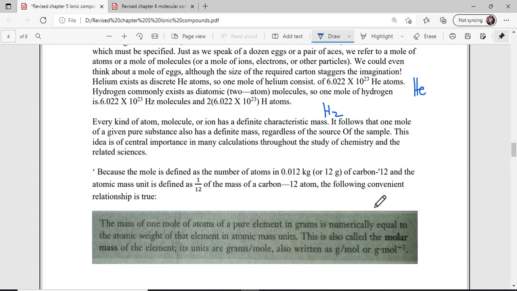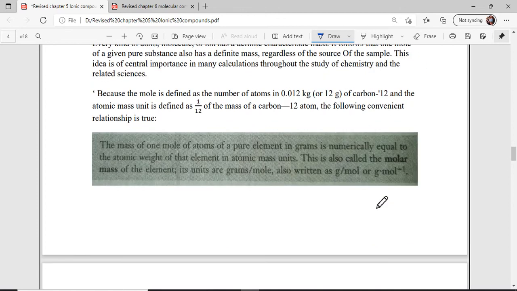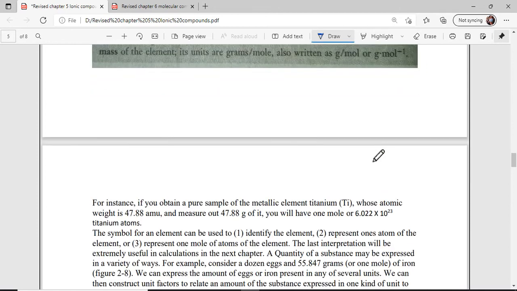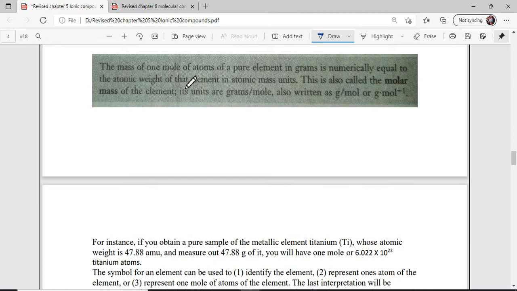The following convenient relationship is true: the mass of 1 mole of atoms of a pure element in grams is numerically equal to the atomic weight of the element in atomic mass units. That is what you call your molar mass, or MM. Okay, its unit is grams per mole. Molar mass means you are talking about the grams per mole. It is written as g per mole or g mole negative 1.